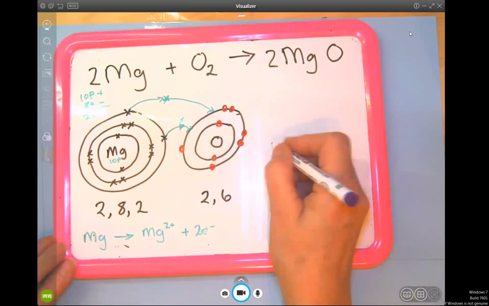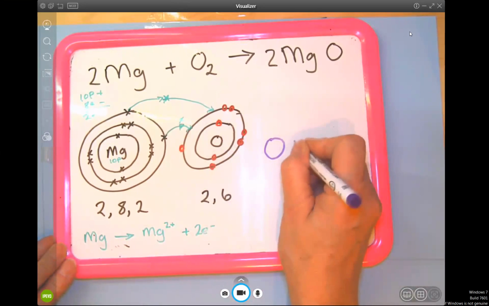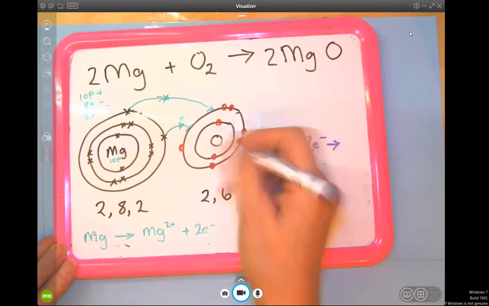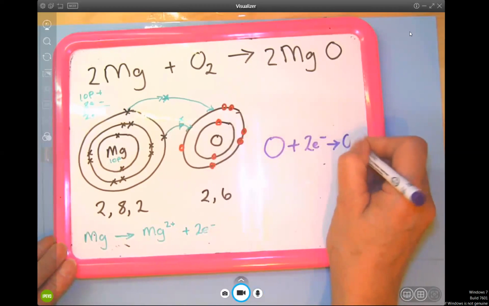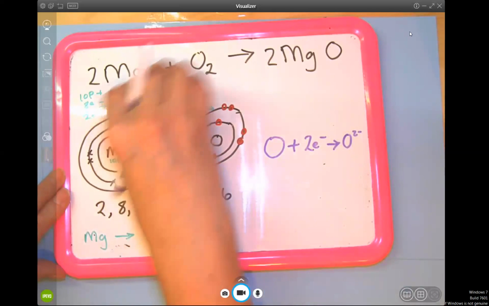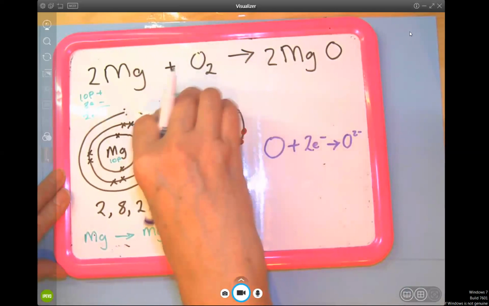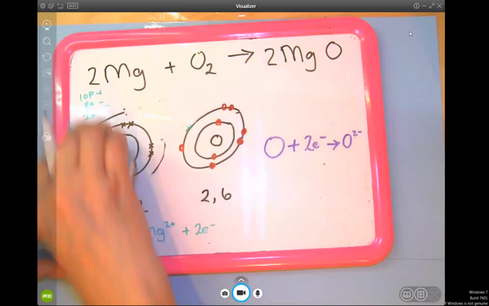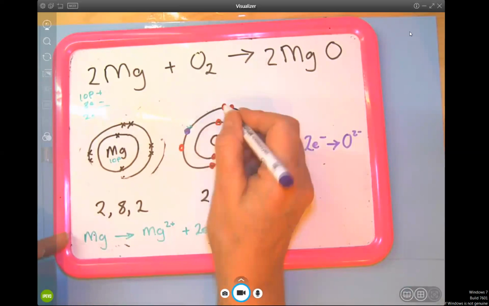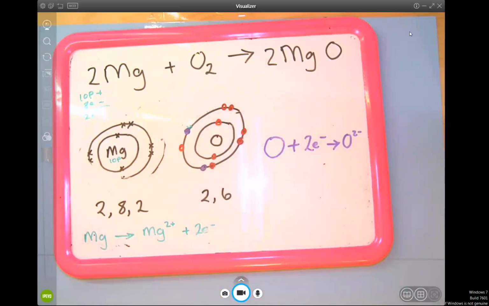So the oxygen atom actually gains those 2 electrons from magnesium, and because it's got 2 more negative charges than it had originally, it's a 2 minus charge. So this was my magnesium atom, and my magnesium ion is now this, and my oxygen atom is now this. Okay, I'll do it a different way so you can see that again.